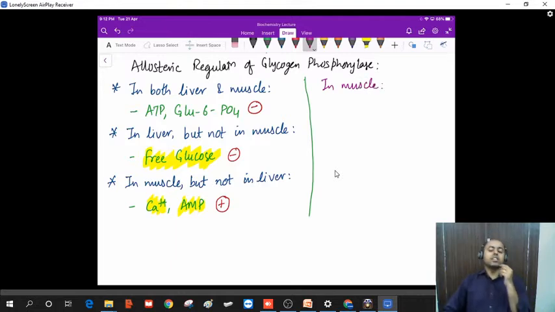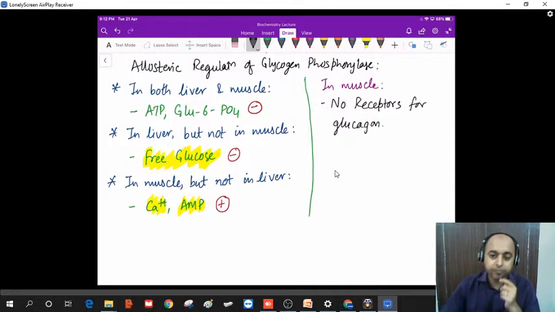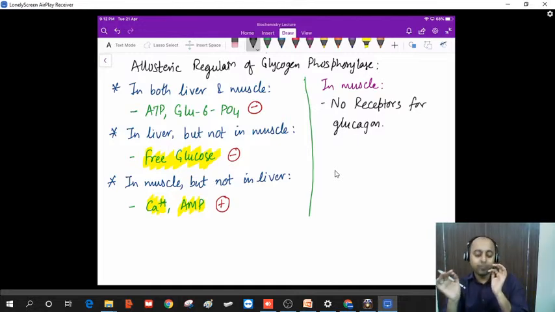The hormonal regulation that we had seen should be applicable to both liver and muscle, but there is a very important point to consider. In muscle there are no receptors for glucagon. This means it doesn't matter for how long you have been fasting, and it doesn't matter how high the level of glucagon is. The muscle glycogen cannot be mobilized by glucagon. How will you mobilize the muscle glycogen? By epinephrine or by exercising, by increasing the calcium.